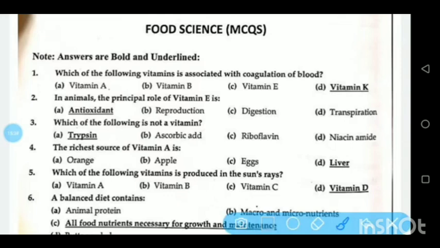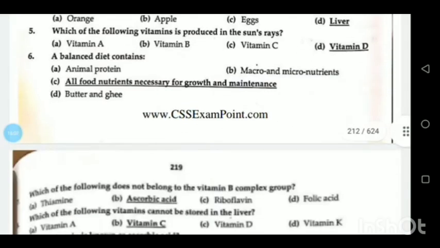Science MCQs. Which of the following vitamins is associated with coagulation of blood? Vitamin K. In animals, the principal role of vitamin E is antioxidant. Which of the following is not a vitamin? Trypsin. The richest source of vitamin A is liver. Which of the following vitamins is produced in the sun's rays? Vitamin D.